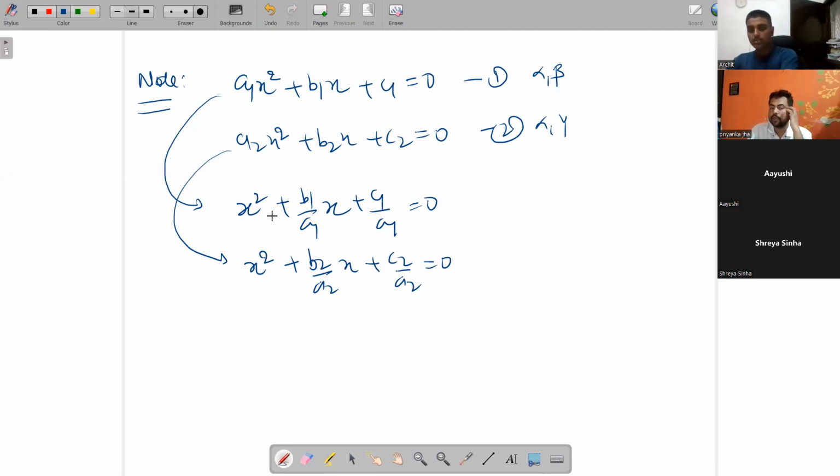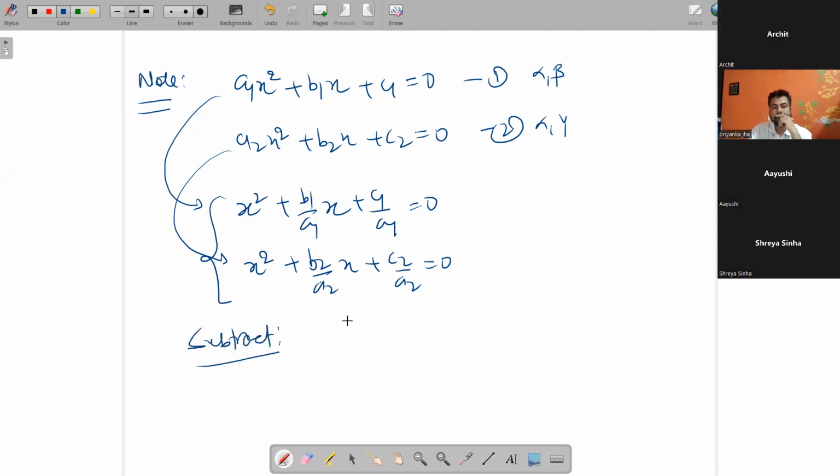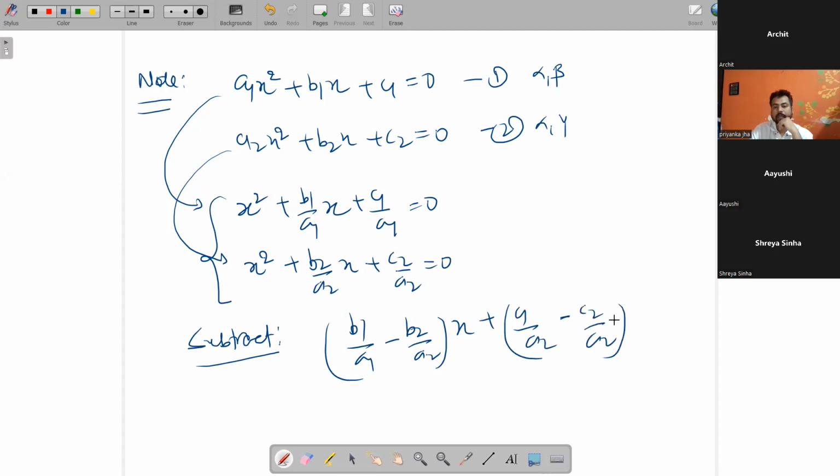Now, see, we have to make the coefficient of x square same in both the equations and then subtract. Then subtract these two equations. We will get (b1a2 minus b2a1) x plus (c1a2 minus c2a1) equal to 0. So from here, whatever value of x you get, that is your common root actually. So you have to remember this.